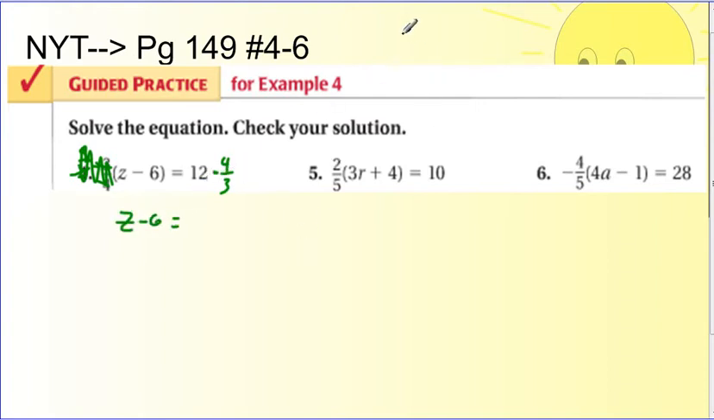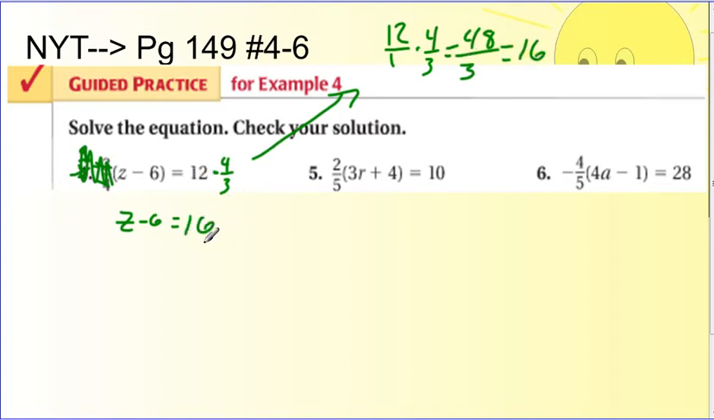And I'll do it over here. 12 over 1 times 4 over 3. So doing this math here, that gives you 48. That gives you 3. And I think we did this division earlier. That was 16. So this math is equal to 16. Now when we add 6, my variable is being subtracted by 6, so you add it to get it away. Cancel. Z equals 22.